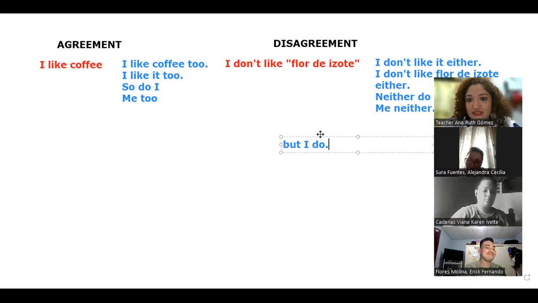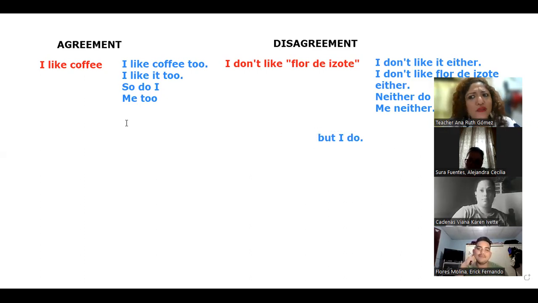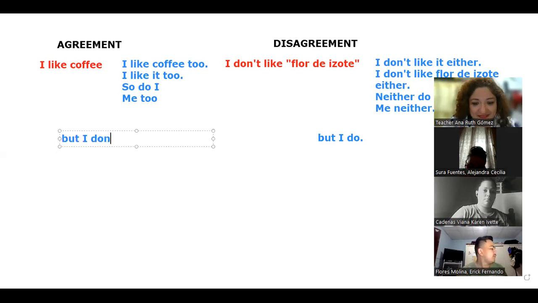But I do. That's it. But I do. In this case, you oppose my opinion. And what about in the affirmative, guys? I like coffee. What can be the opposing idea? But I don't. Excellent. But I don't. Okay.